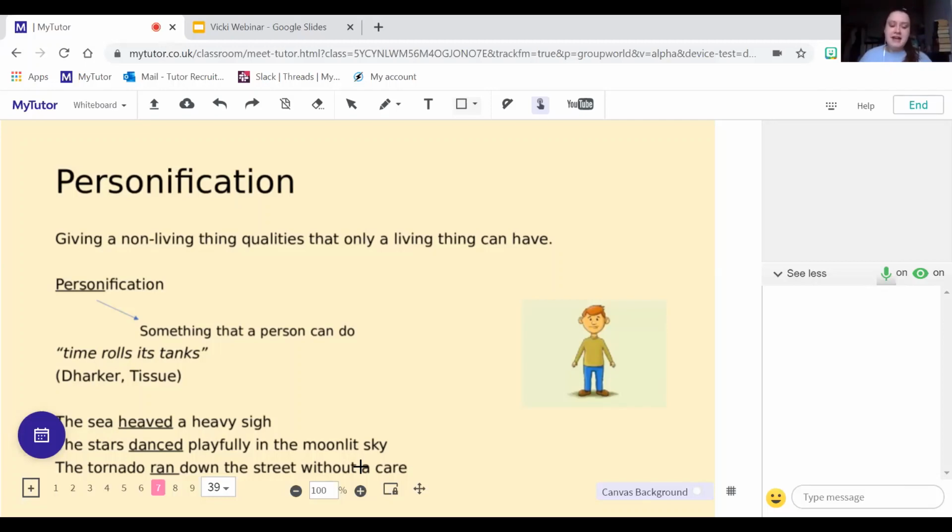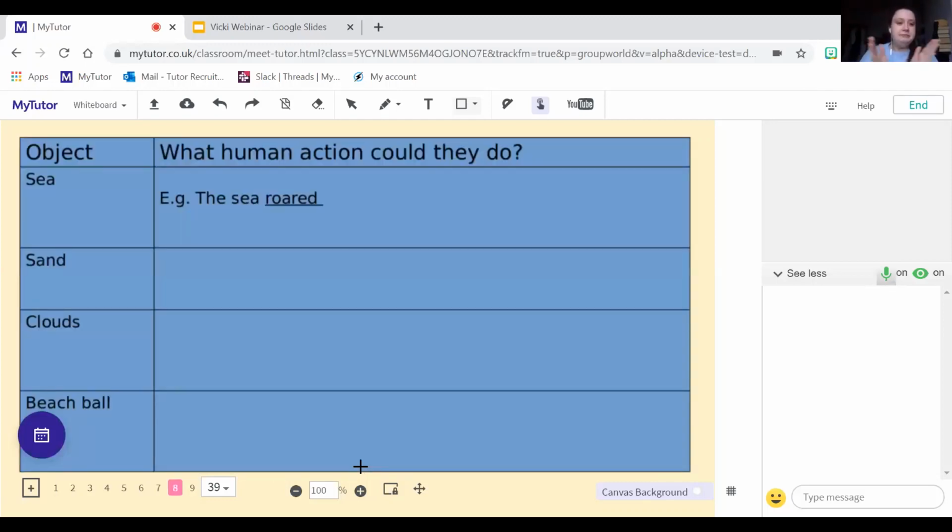Throughout this, I have taken some examples from the AQA Power and Conflict poems. So there's just a few varieties of things for you to look at, which is a crossover into your literature. Okay, so quickly, 30 seconds or a minute or so, see if you can come up for me in the chat section with a human action that these objects could do for me.